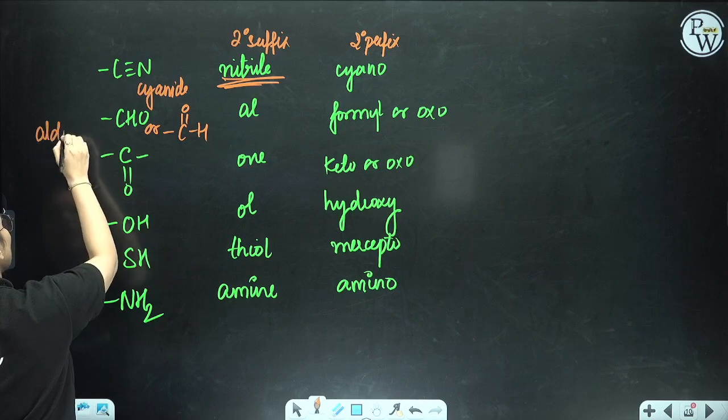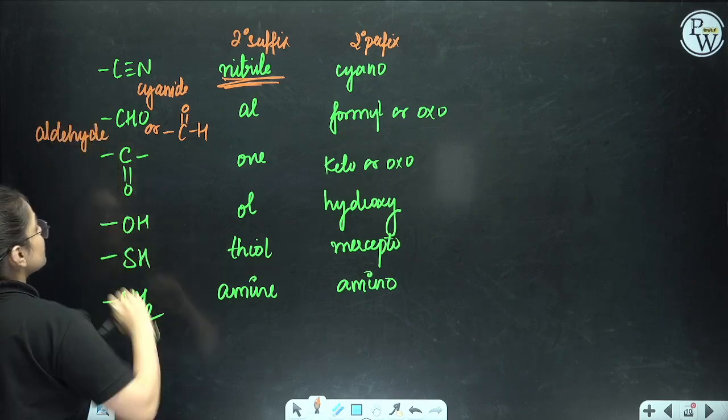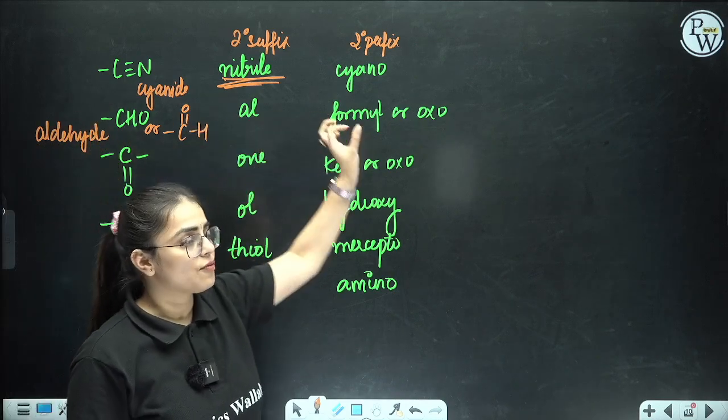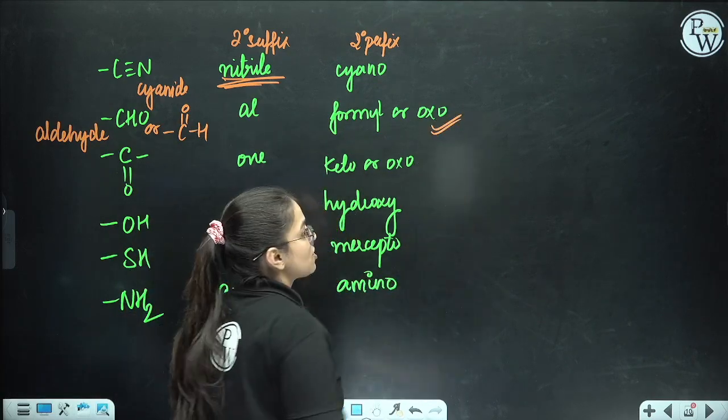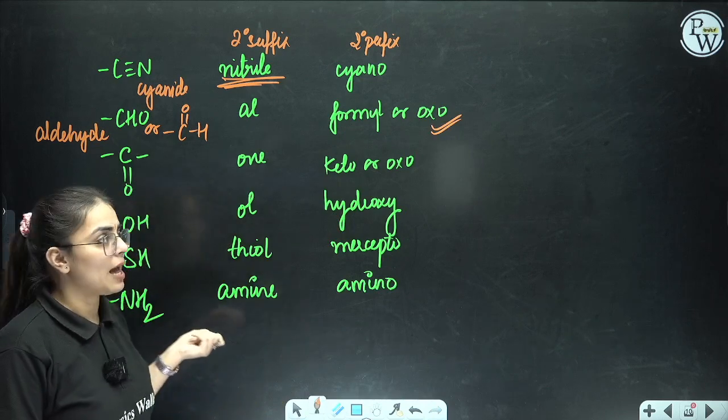This is basically your aldehyde. And see students, aldehyde starts with Al, so the secondary suffix is going to be al. What is the secondary prefix over here? Formyl or oxo. It will be formyl or oxo.